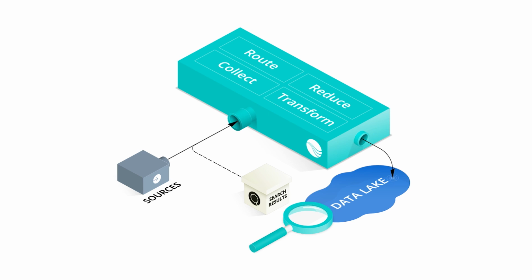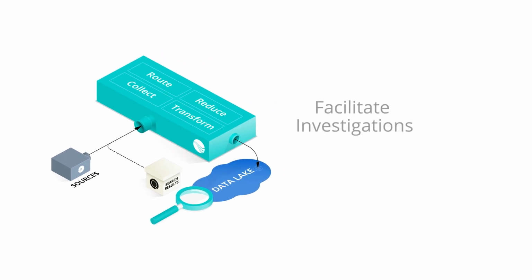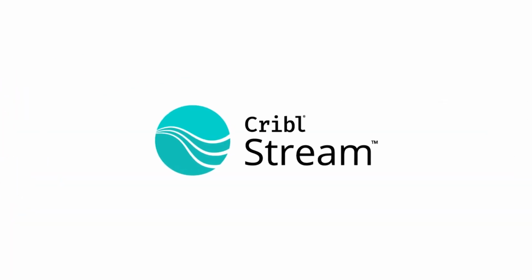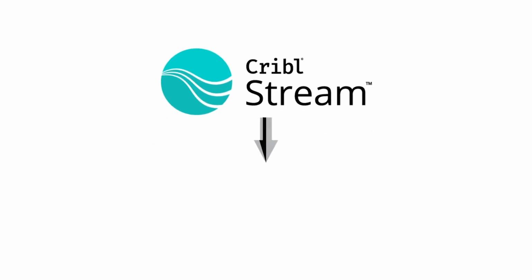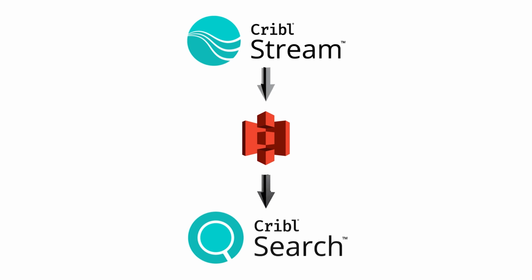This technique is useful for accelerating many types of data access, including facilitating investigation of specific incidents as well as long-term trend analysis. In this video, we'll be demonstrating how to set up the data lake destination in Cribl Stream to send data to an S3 location optimally formatted for Cribl Search. Feel free to follow along in your own Cribl Cloud instance. This demonstration requires Cribl Cloud 4.1.1 or later.